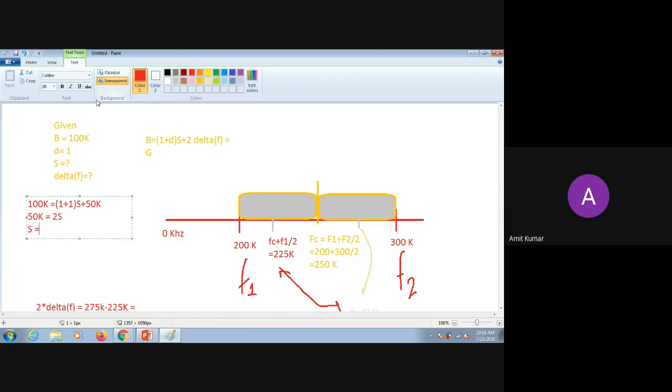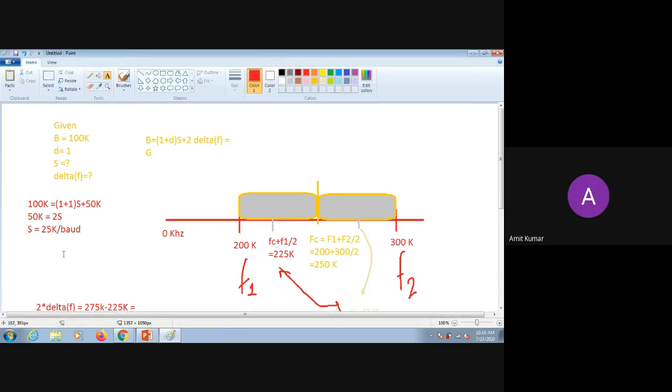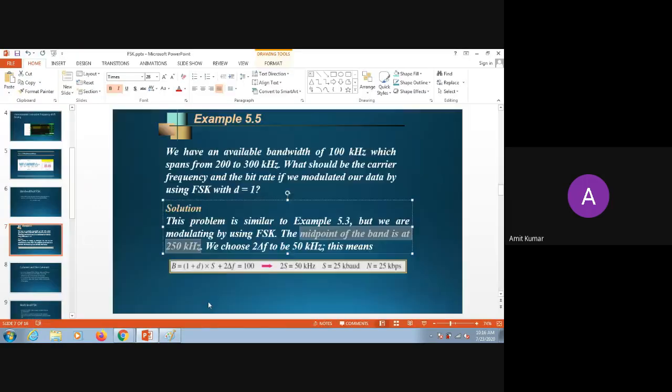So S will be 25. So 25 kilo per baud. So that will be your baud rate, given by 25 kbaud. In this way, you can calculate.